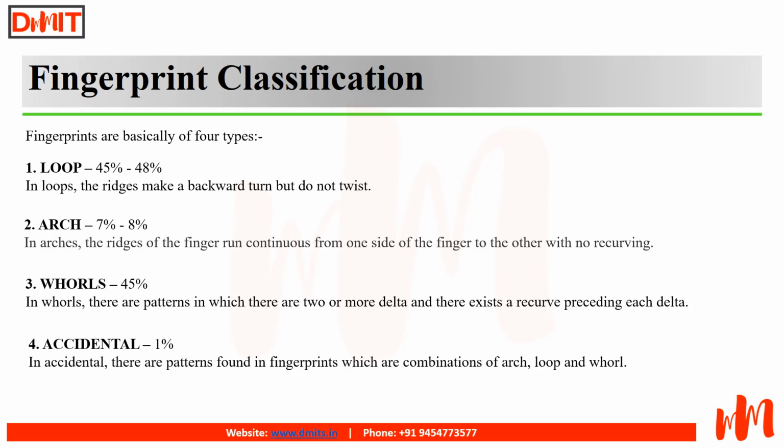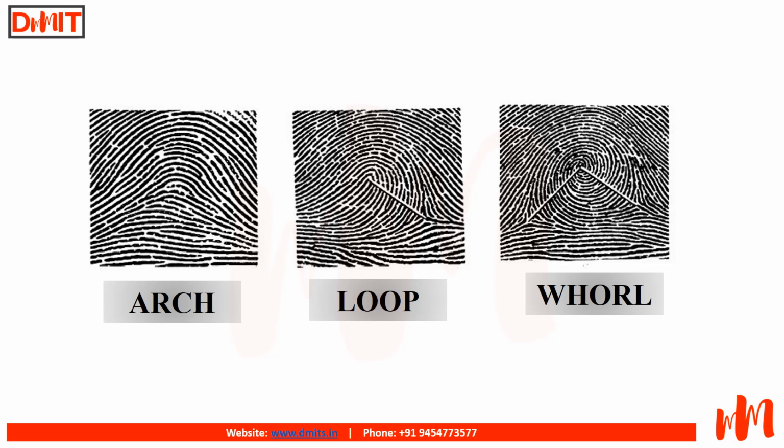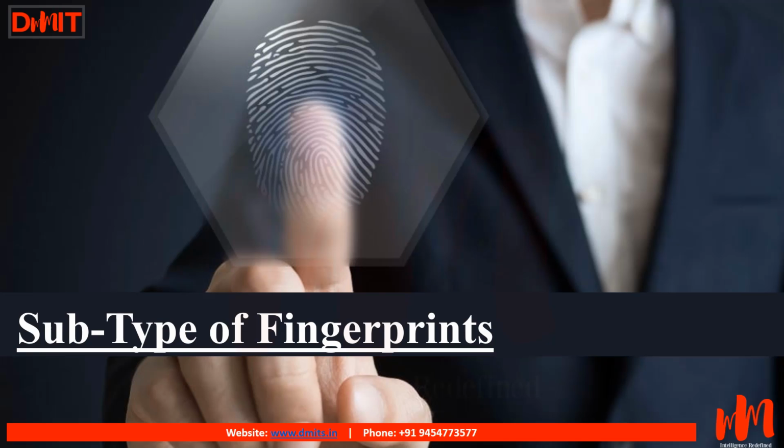Now moving forward, here you can have a diagrammatic image of the different types of fingerprints. The first one is arc, the second is loop and the third is whorl. You can easily identify them with reference to the description given in the previous slide. Now moving forward, let us have a look at the subtypes of fingerprints. The four types of fingerprints discussed in the previous slide were the broad heads. All of those heads have various subtypes. So now we are going to discuss all those subtypes.